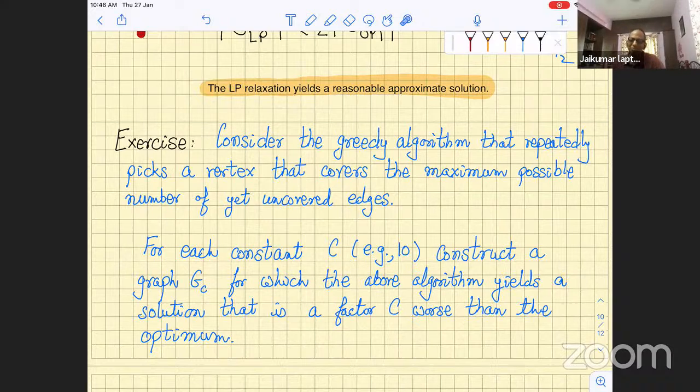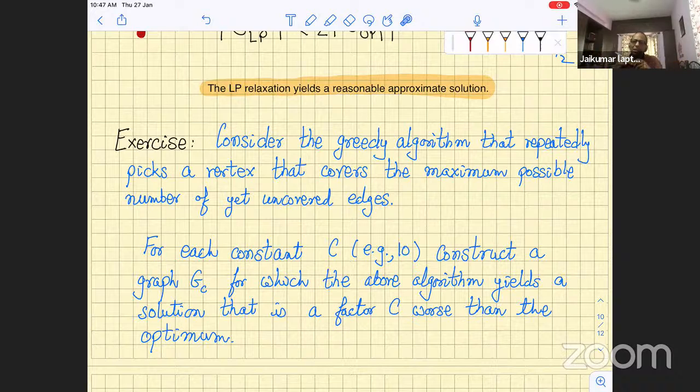So suppose you have a graph, maybe a bipartite graph or a graph in general, and consider the following greedy algorithm, which looks like a very natural algorithm. At each step, you pick a vertex which covers the most edges, that is, the vertex of the highest degree. You put that vertex in your vertex cover and delete all the edges. Now again, look for the vertex of the highest degree, put it in the vertex cover, and so on. This way, at the end, you will have covered all the edges.